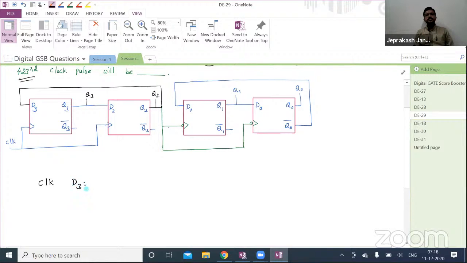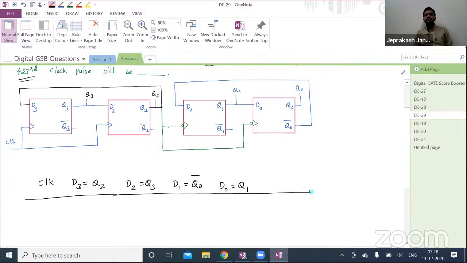D3 is nothing but Q2. Next, D2 is nothing but Q3. Next, D1 is nothing but Q0 bar. Next, D0 is nothing but Q1. Just look at the circuit diagram and write the inputs.